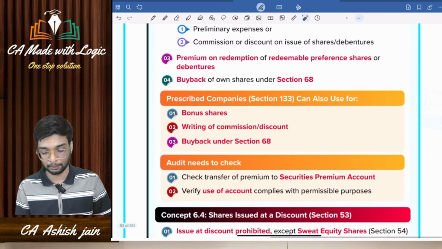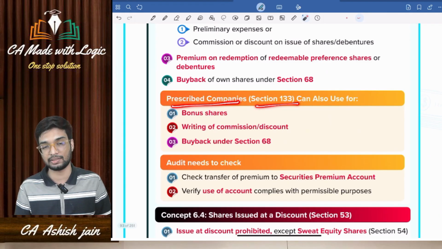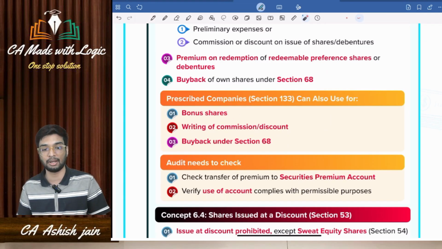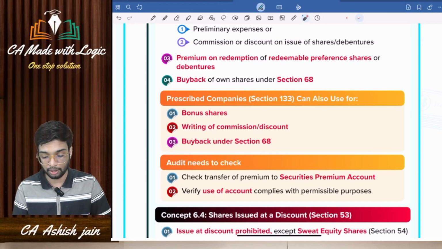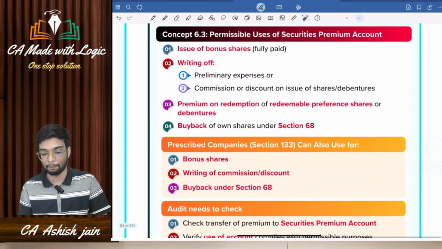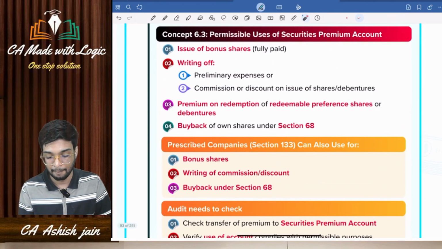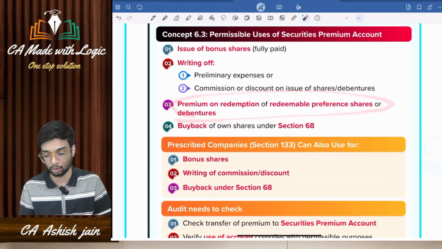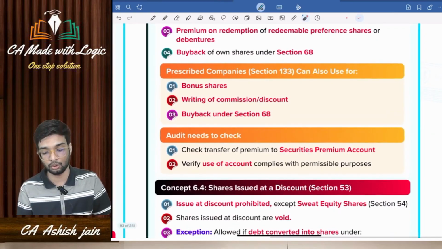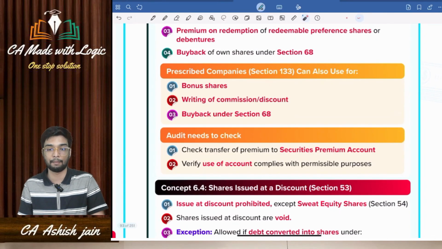Then comes the prescribed companies, under section 133. What they can do is utilize the securities premium for the bonus issue, for writing off the commission or the discount, or for the buyback. The one point missing over here is premium on redemption, which is not available for prescribed companies. So for prescribed companies, you can refer to section 133 of the Companies Act.